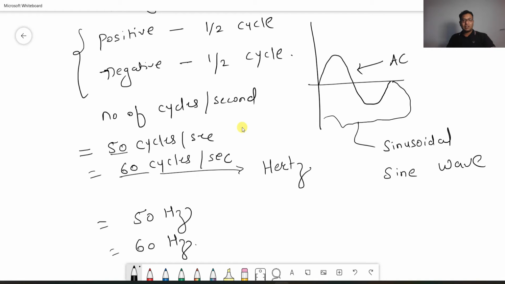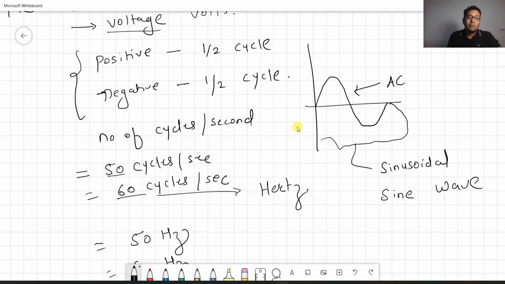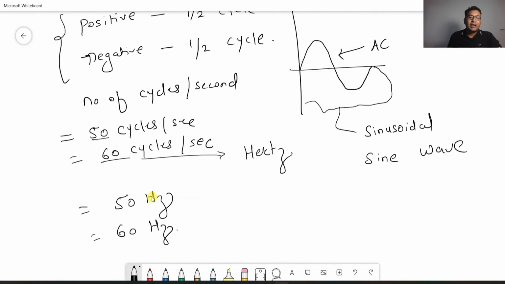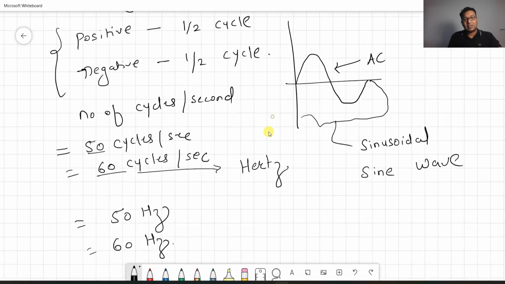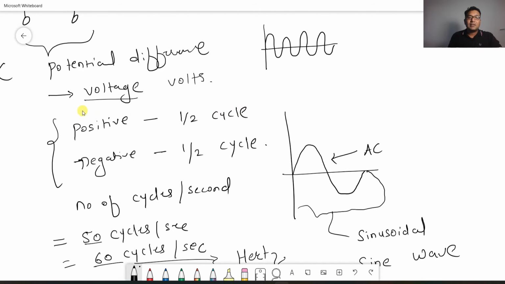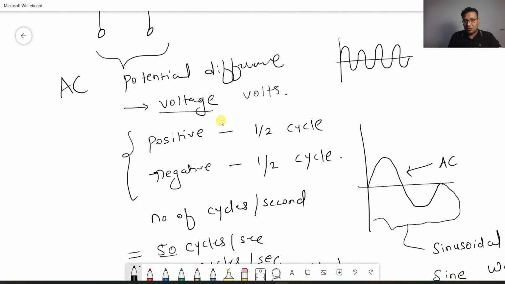Either you call it sinusoidal waveform or you call it sine wave. It is continuously varying. So this is the kind of supply we have at our home. Now we have understood that it has a frequency, let's say 50 or 60 hertz. What about the first concept we learned? What is the voltage of this household supply?